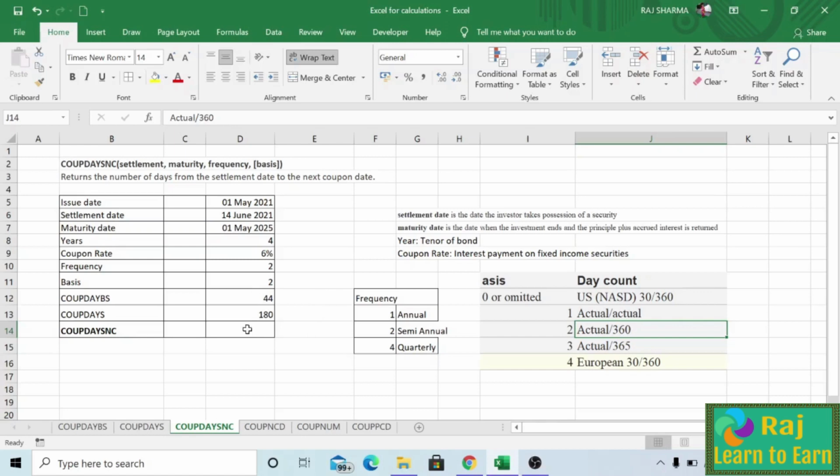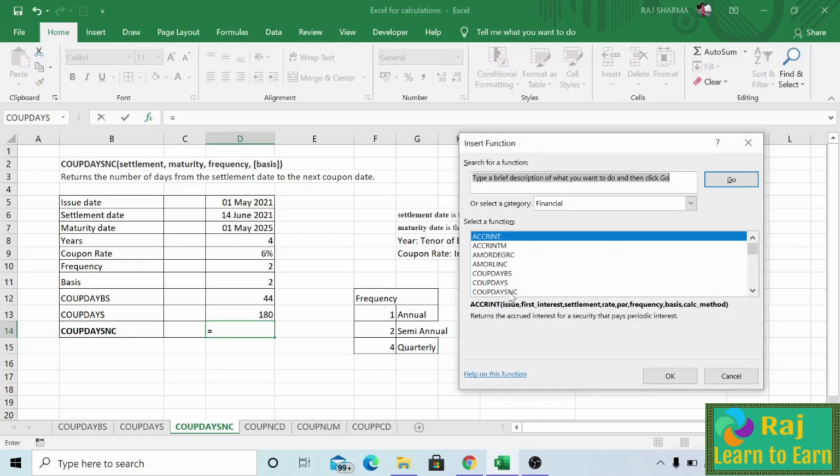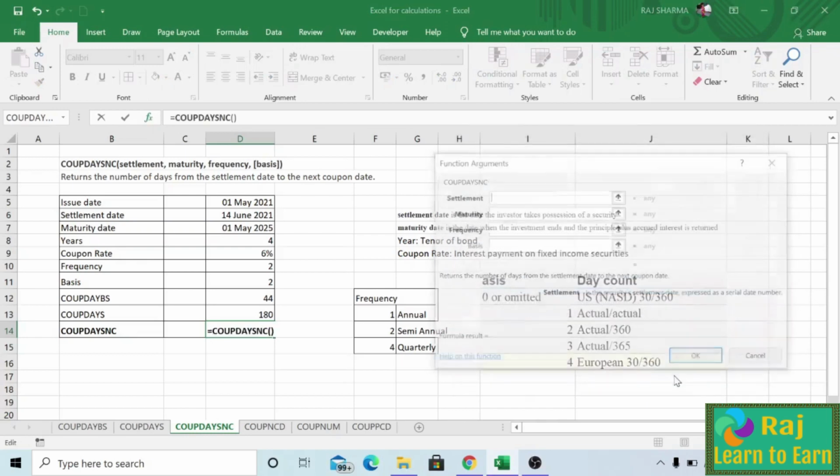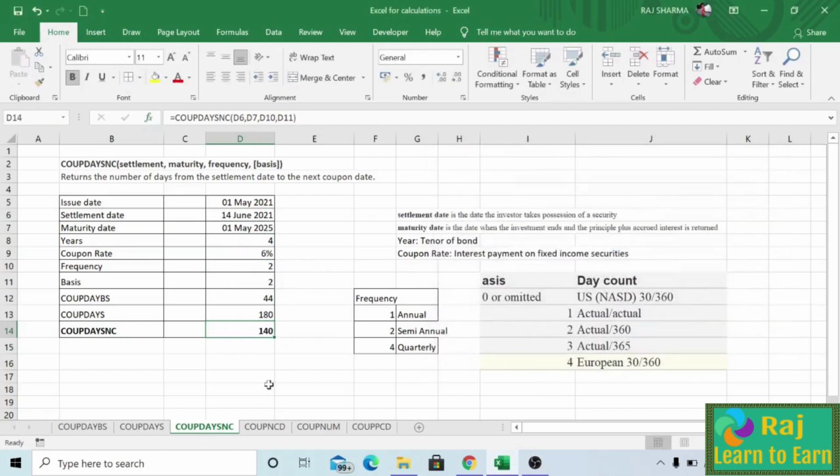So now let's work it out. COUPDAYSNC. So press insert function, choose the formula COUPDAYSNC, put the settlement date, put the maturity date, put the frequency, and then the basis, and you will get that 140 days are left for the payment of coupon from this 14th of June 2021, which is the settlement date.